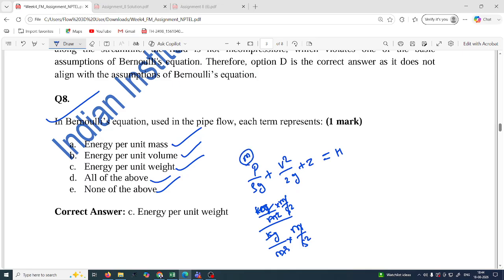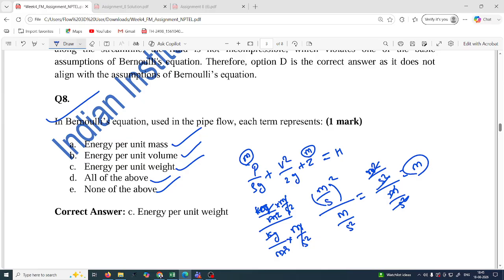Similarly, you have the meter unit for Z also. For the velocity term, meter per second, because it is velocity, meter per second whole square divided by meter per second square. So meter square by second square divided by meter per second square, you will remain with only meter. So all 3 terms have the unit meter.